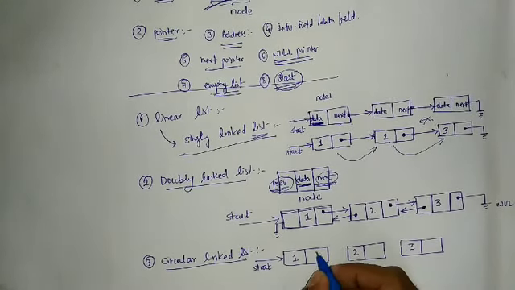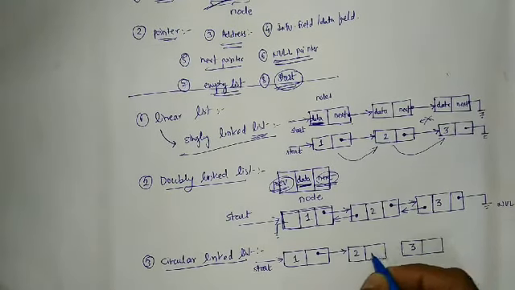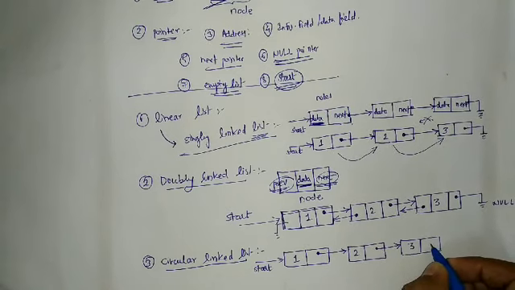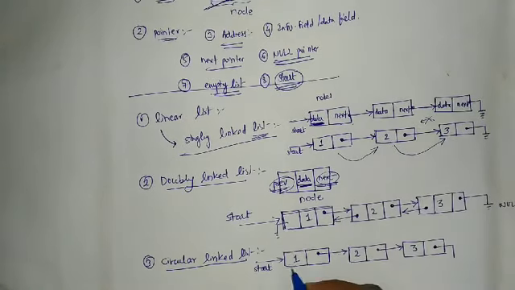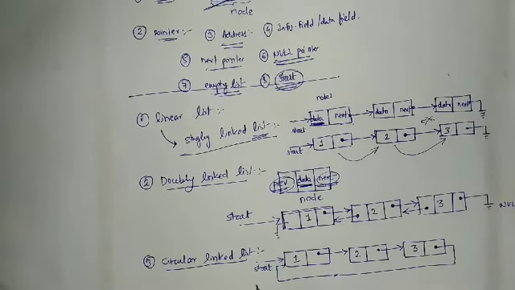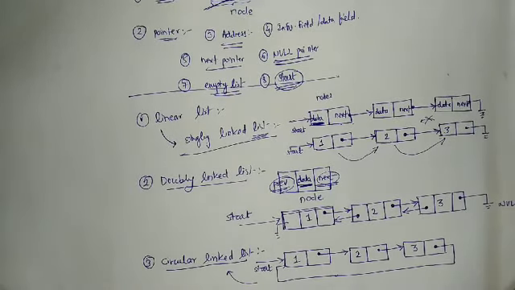The first node stores the address of the second node, the second node stores the address of the third node, but the third node, that is the last node, stores the address of the first node. This is what we call a circular linked list.